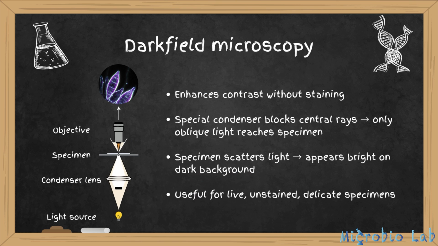Instead of passing light directly through the specimen, a special condenser blocks central rays and only allows oblique light to reach the slide. As a result, the specimen scatters the light and appears bright against a dark background.